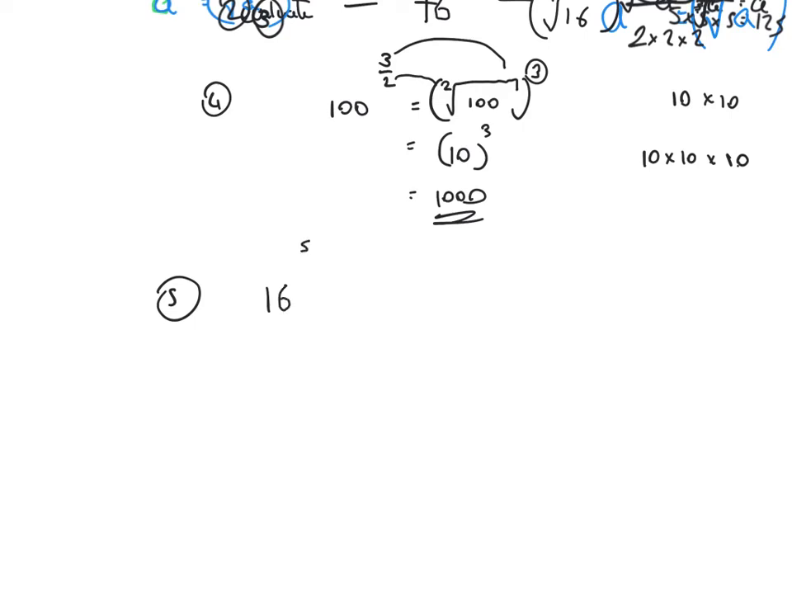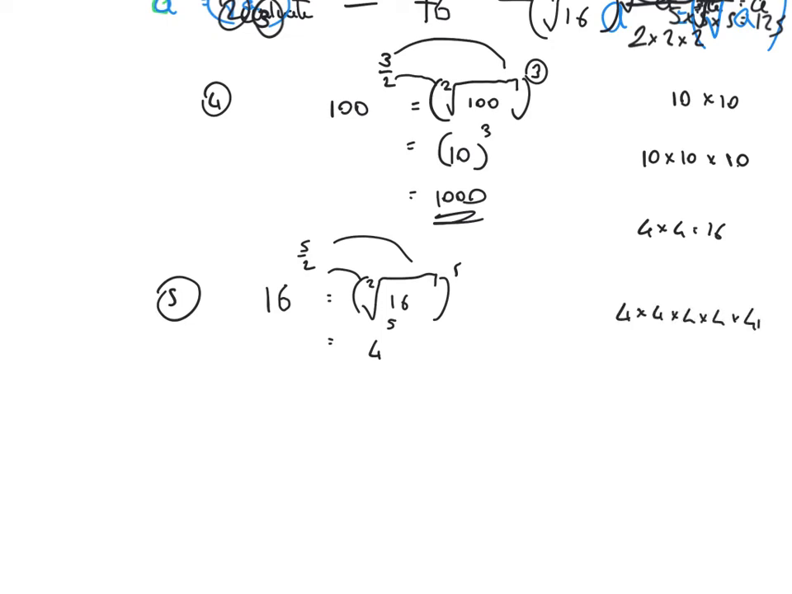Example 5, we're going to have 16 to the power 5 over 2. That number down there, that number up there, so it's going to be the square root of 16 brought to the power 5. What's the square root of 16? Well, it's 4, because 4 times 4 is 16. And then it's 4 to the power 5. So it's 4 times 4 times 4 times 4 times 4.